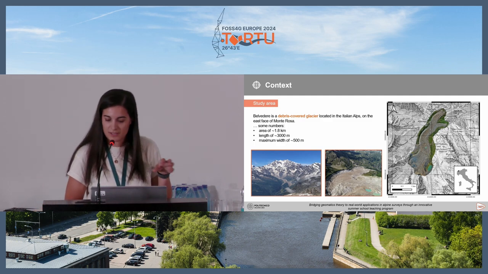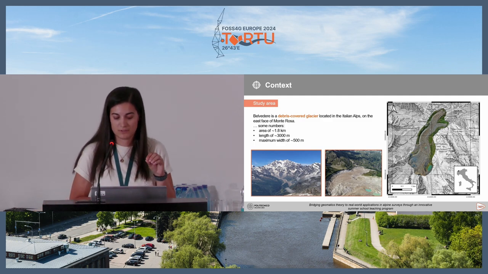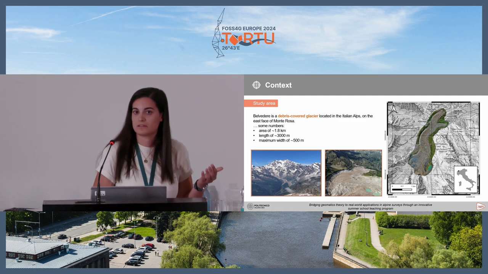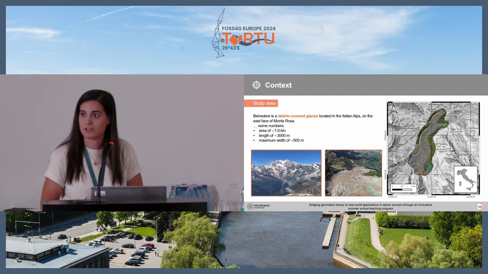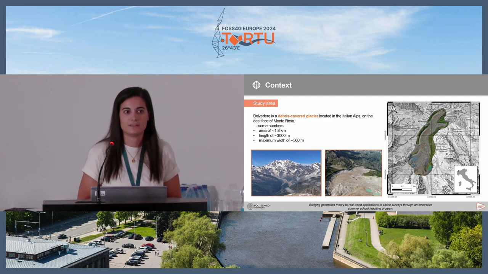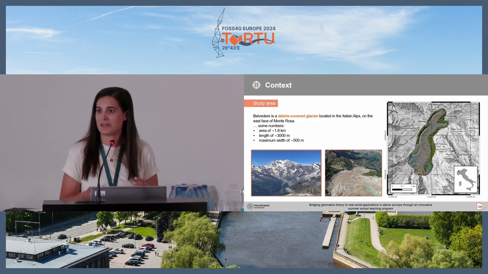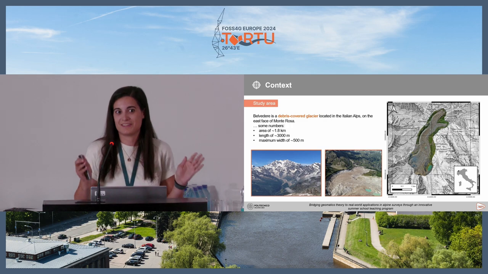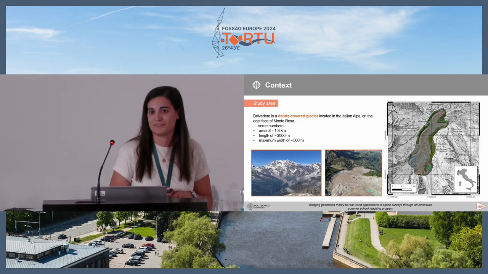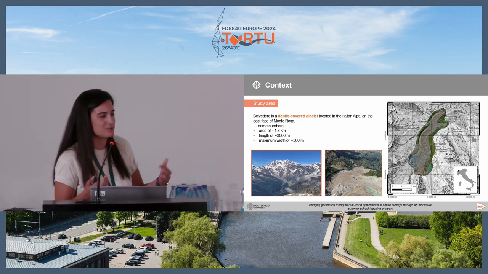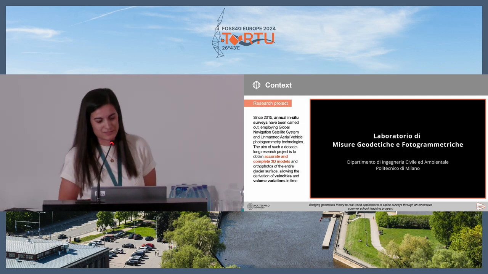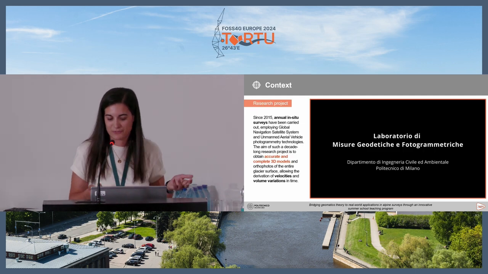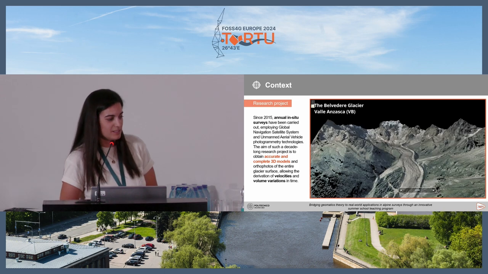It is a glacier that has been vastly and widely studied by not only geomatics people like us, but also some geomorphologists and glaciologists in Italy. But the fact is that this happens mostly independently. So in the past there were a lot of issues in communicating the results and building some bridge. And this is the first issue we found when we started studying the glacier.